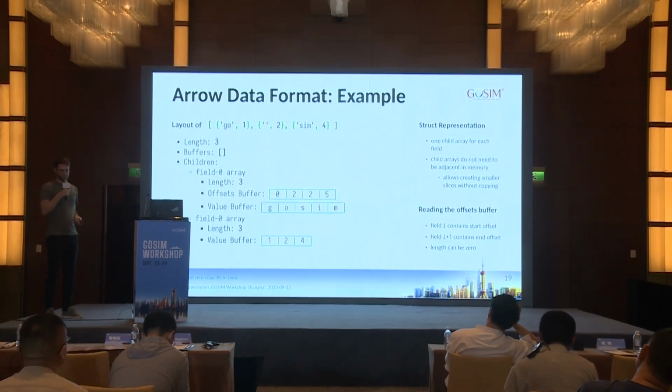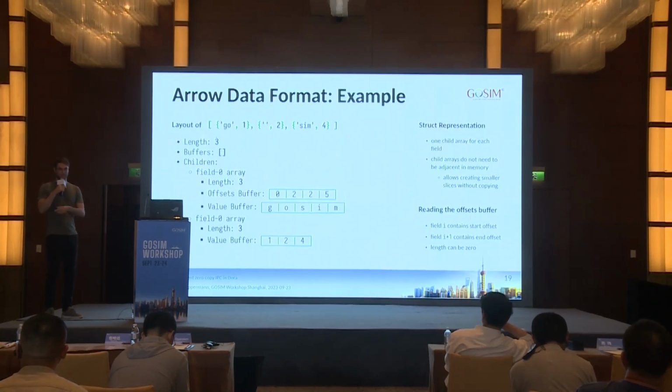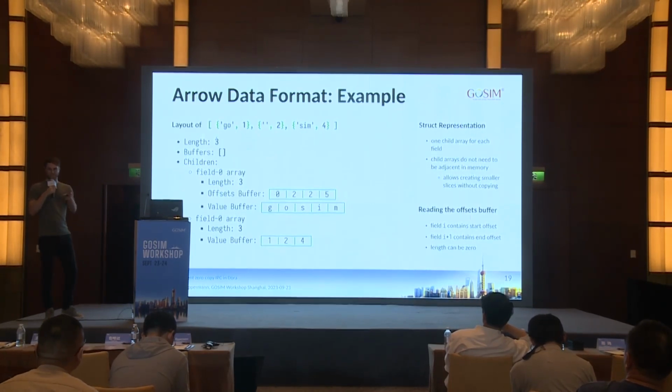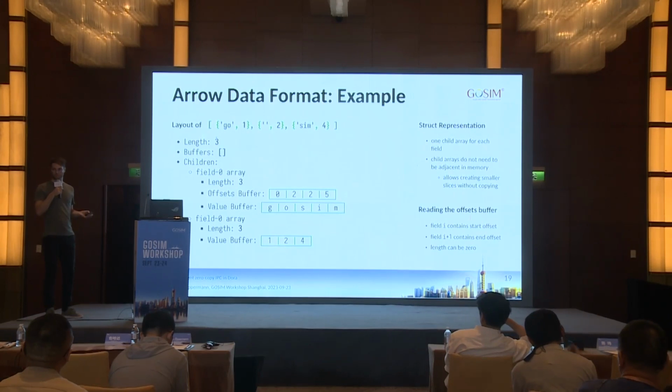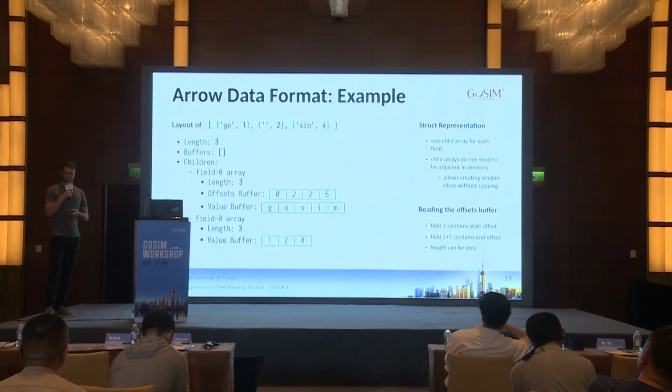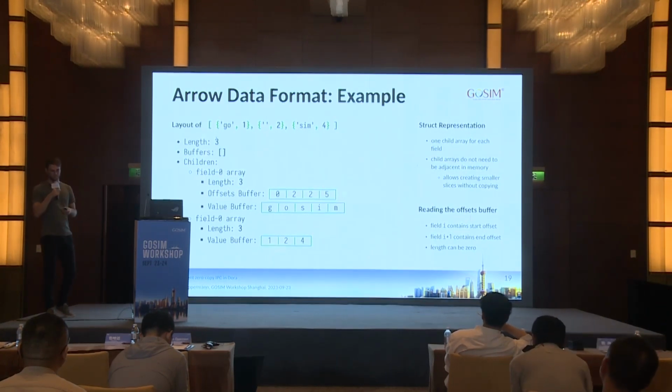And here we also see how this offset buffer and value buffer works. The value buffer just stores all the bytes of the strings continuously, and the offset buffer contains the start offsets of each substring. The first string starts at index 0 and goes until index 2. The second string starts at offset 2 and goes until offset 2, so it's the empty string. And the last one starts at offset 2 and goes until offset 5, so it's the string sim. In this way we can read the data out and interpret it. And the second array is just a simple array of length 3 and a value buffer with the integer values.